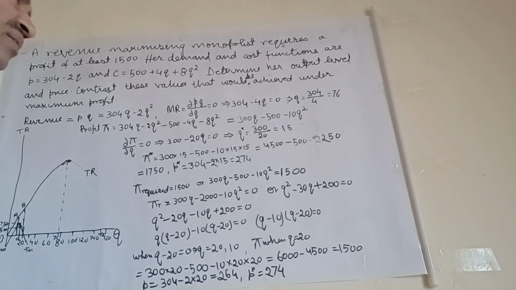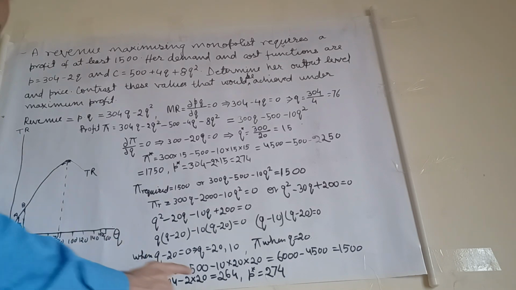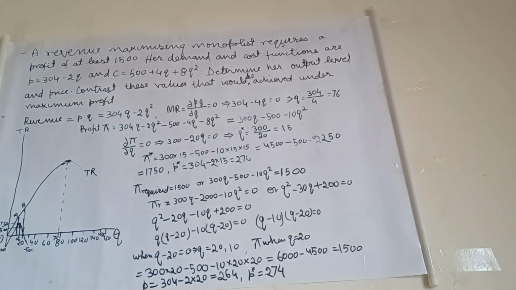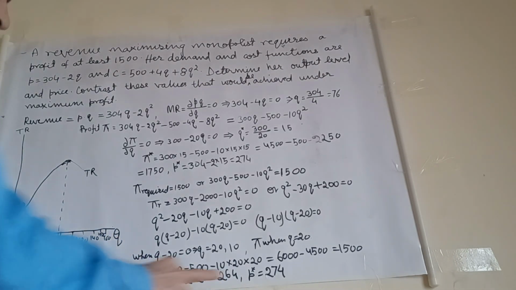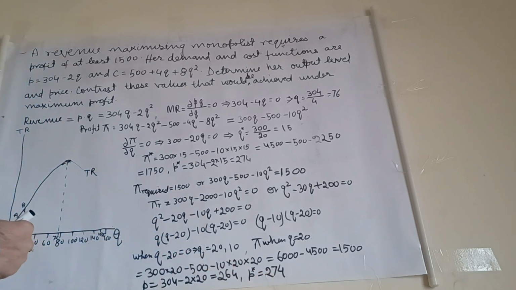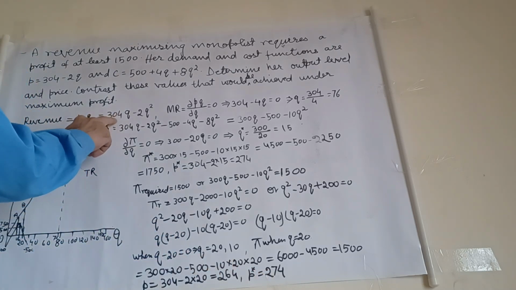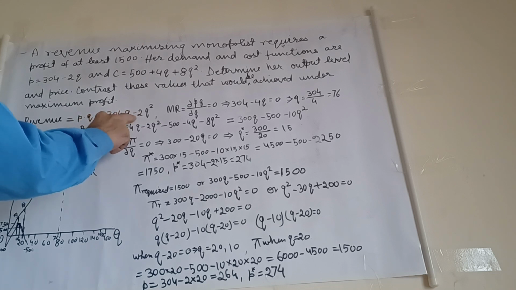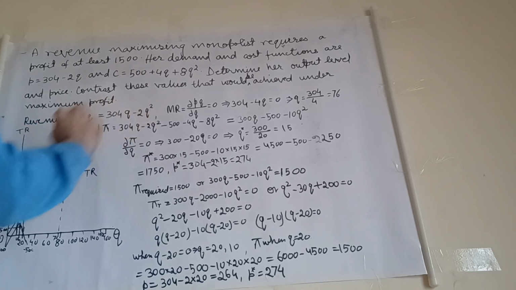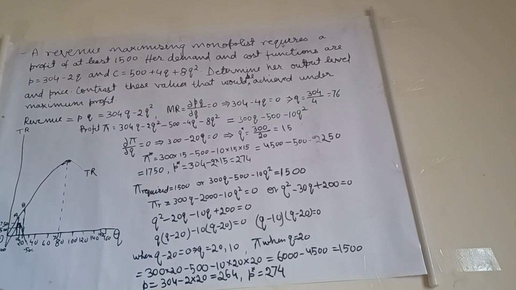So why waste time? Otherwise, we can say that when Q is equal to 20 and P is equal to 264, total revenue is this one, so I would have to multiply 304 times 20 minus 2 times 20 square. That's what we would need to do, but we don't have to. So that's why I am stopping here.